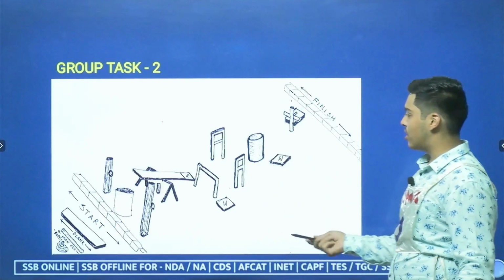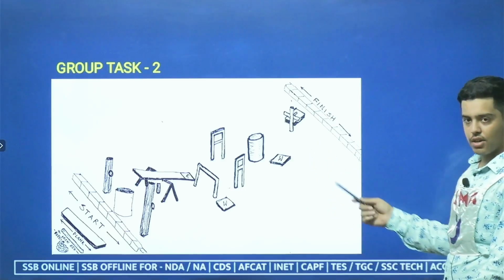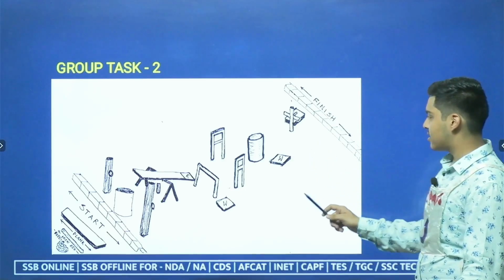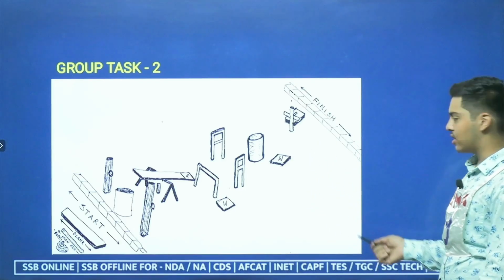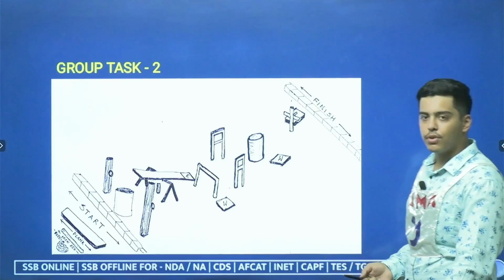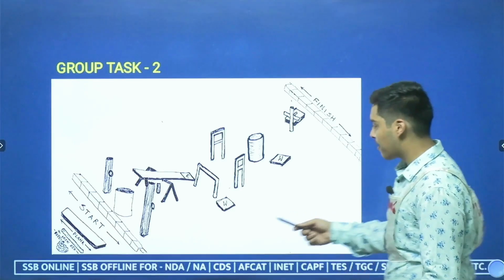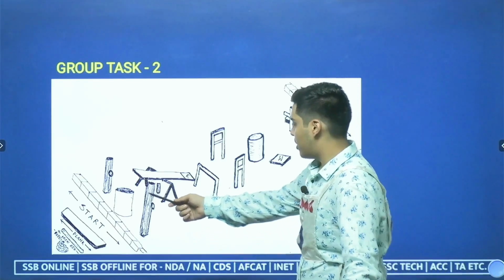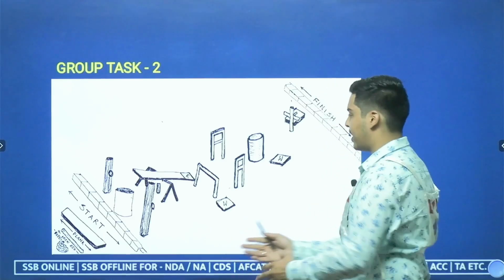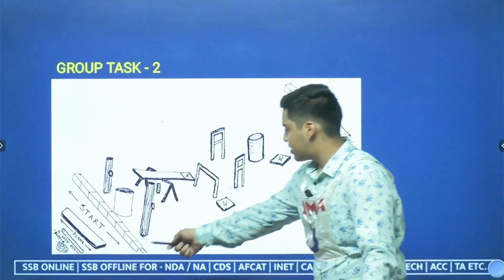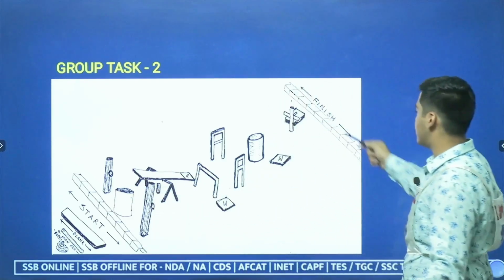Okay friends, so see carefully, this is our group task 2. It is a bit more complicated than the first one, but it will surely help you understand group task better. Here also I'll first make you recognize all the structures. This is the starting line, this is the finishing line.